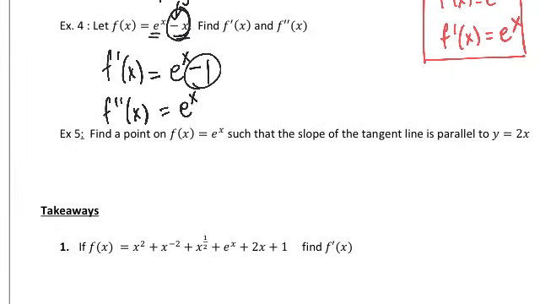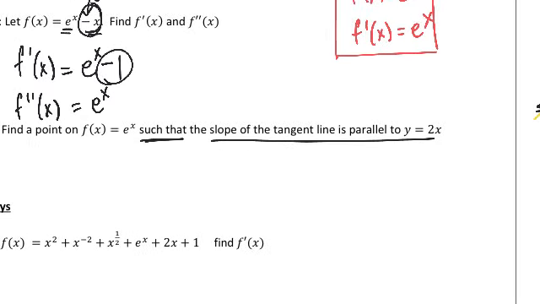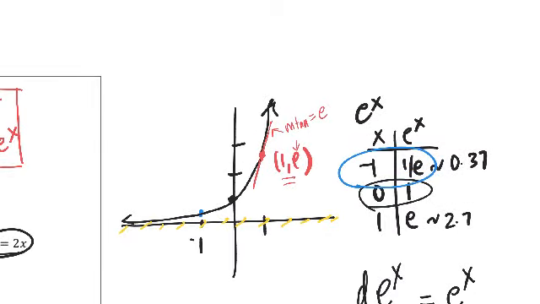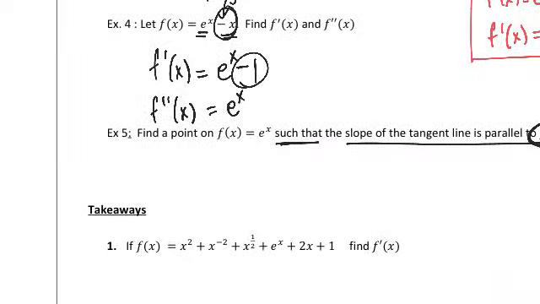Find a point on f of x equals e to the x such that the slope of the tangent line is parallel to y is equal to 2x, right? So we're saying we want to be on this graph, e to the x, and then if I drew the line y is equal to 2x, which looks something like this, right? This is y is equal to 2x. We're saying where on this exponential graph would I have a tangent line that's parallel? It looks like it would be somewhere here, maybe. Let's see. So how do we solve that problem?